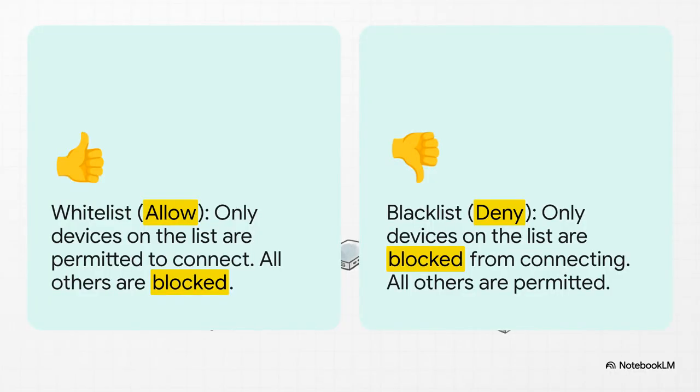Now, when you're setting this up, you've got two main options. You can use a whitelist, which is like a strict VIP-only guest list. If your device's MAC address isn't on that list, you are not getting in, period. The other option is a blacklist. This is more like a bouncer blocking one or two specific troublemakers. Only the devices on this list get blocked, and everybody else can come on in.